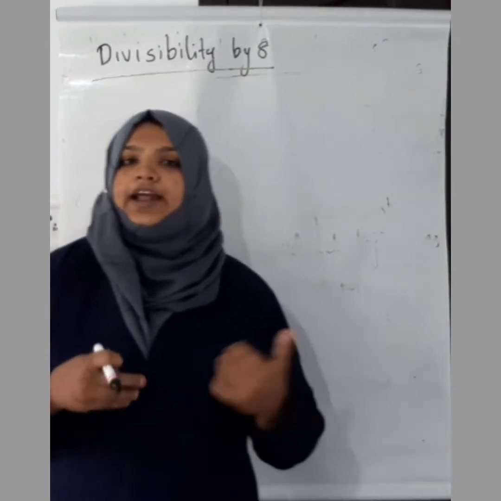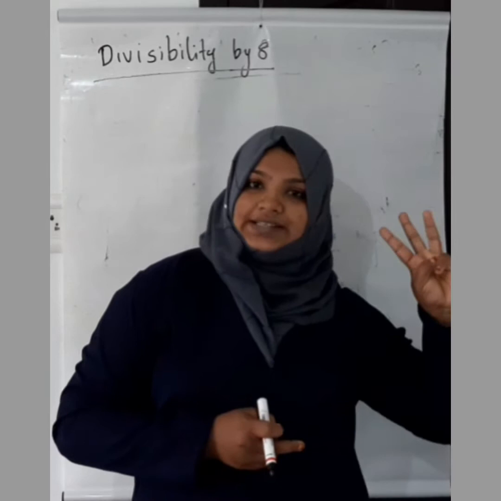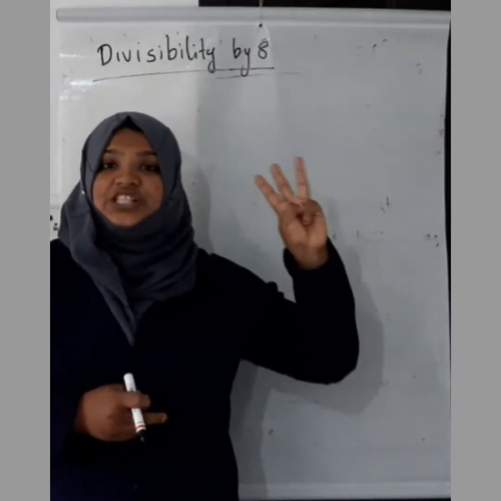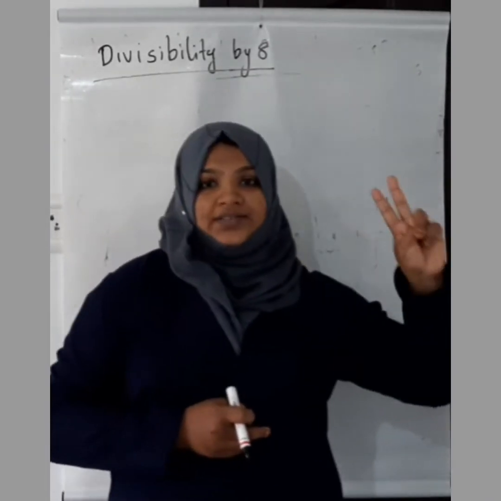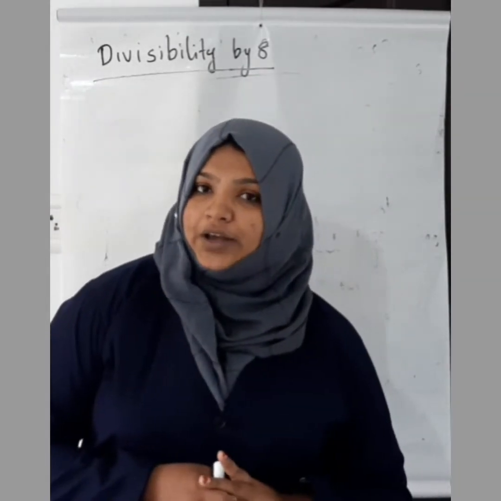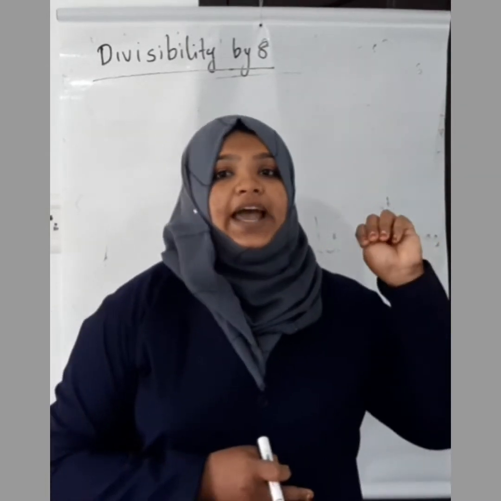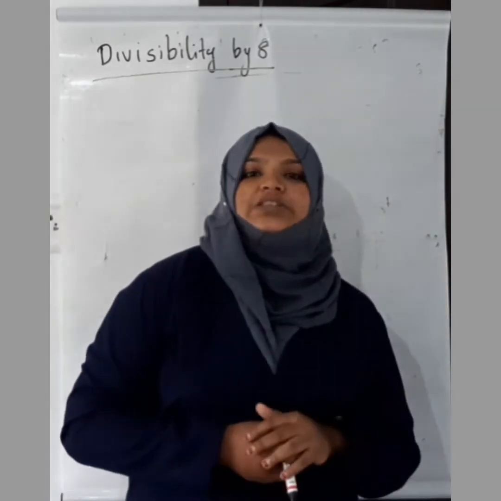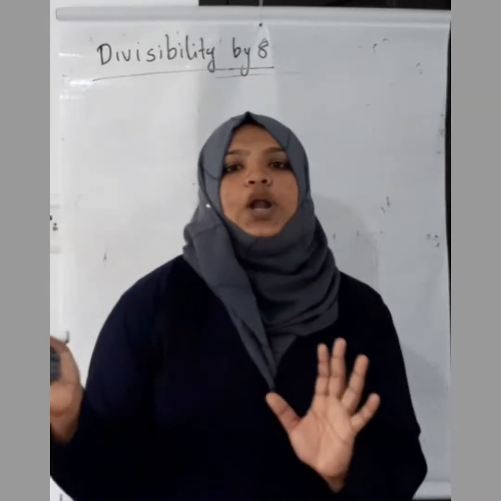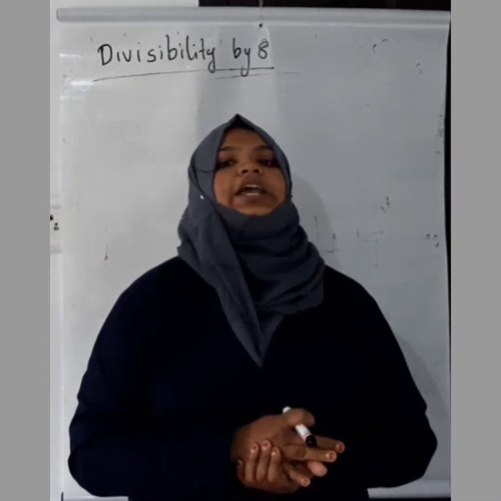Here also we are applying the same method, but instead of 2 digits you have to consider 3 digits, that are the digits from the places of ones, tens and hundreds. If the number formed by the digits from the places of ones, tens and hundreds is divisible by 8, then the given number is also divisible by 8.